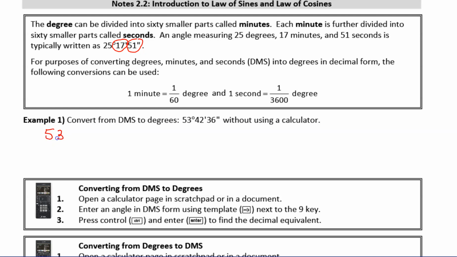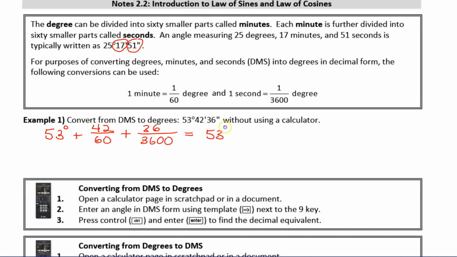I have my 53 degrees, plus I have 42/60ths of a degree. That's our minutes. They're out of 60. And then 36/3600ths of a degree for those seconds. So now I'm just going to reduce each of these fractions.